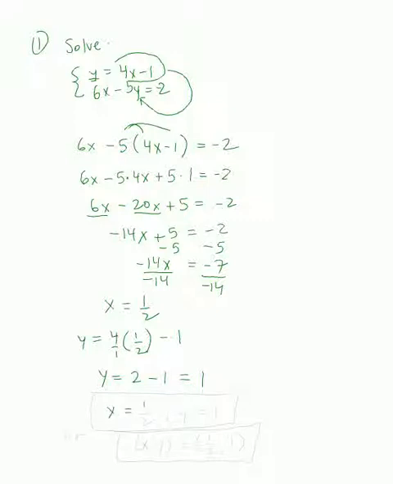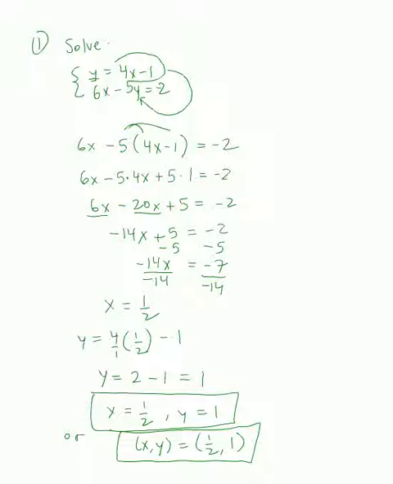So my answer is x equals 1/2, y equals 1. Or another way of writing that is (1/2, 1). You can actually write your answer either of these ways. You can write it as a point, (1/2, 1), or you can just write it as x equals 1/2, y equals 1. Either way is okay.